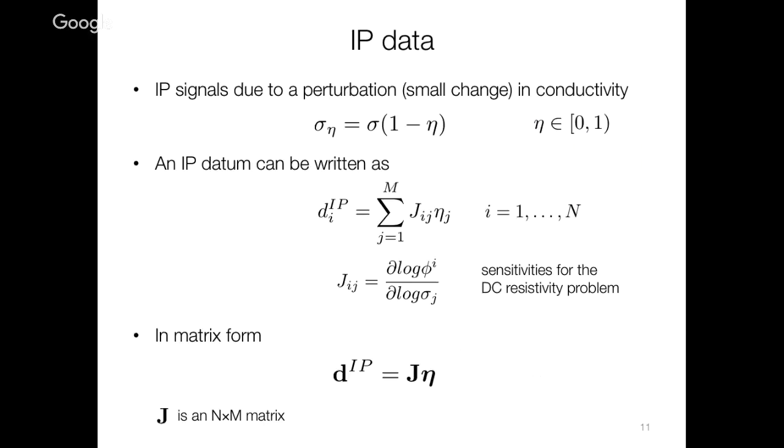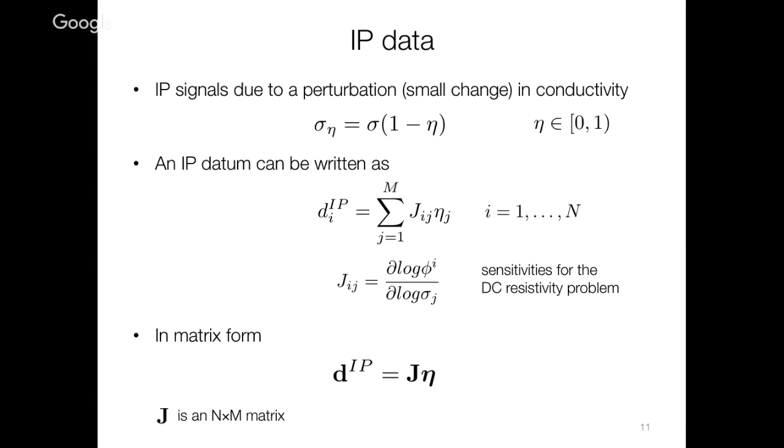The matrix J is really a sensitivity that's obtained from a DC resistivity problem that would show how a change in the conductivity relates to a change in the data. Chargeability alters the conductivity a bit. If I alter the conductivity a bit, then it's really the sensitivity matrix that tells me how that would affect the data. Does that make sense? Okay, so that's the idea.